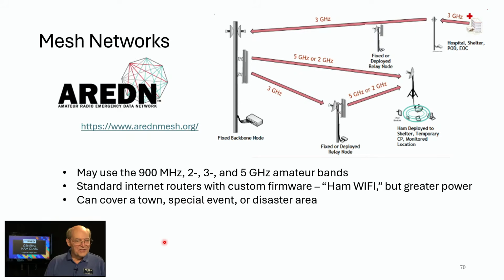Standard internet routers, this is interesting. So if you happen to have a Linksys router that you picked up at a Hamvest, you can get custom firmware for that Linksys router and convert it into amateur use. So standard internet routers with custom firmware. Some people call that ham Wi-Fi. But the transmit side, you can go up to 10 watts, which is much more power than you can on your home internet. And of course, you can put it on a tower. You can cover a town, especially an event, or a whole disaster area. That's the concept of mesh networks.